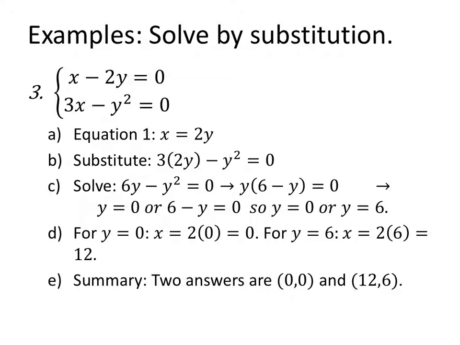When I have two possibilities for my y, I have to use each of them to find an x value. So when y equals 0, putting it back in our equation 1, x equals 2 times 0, which is 0. So when x is 0, y is 0. And when y is 6, then x equals 2 times 6, which is 12. So I'll have two answers, 0, 0, and 12, 6, and I'd have to report both of these. Notice power of 2 on y, two answers, not a coincidence.